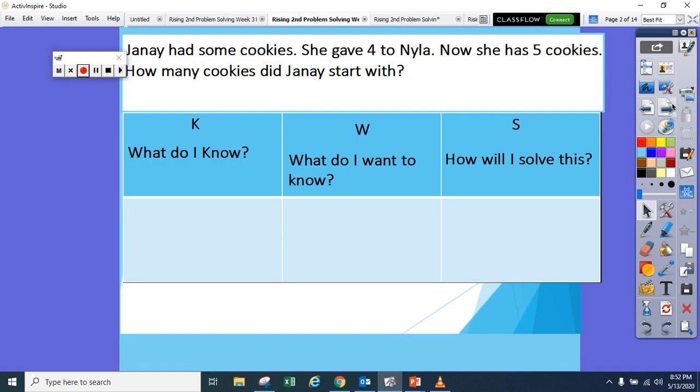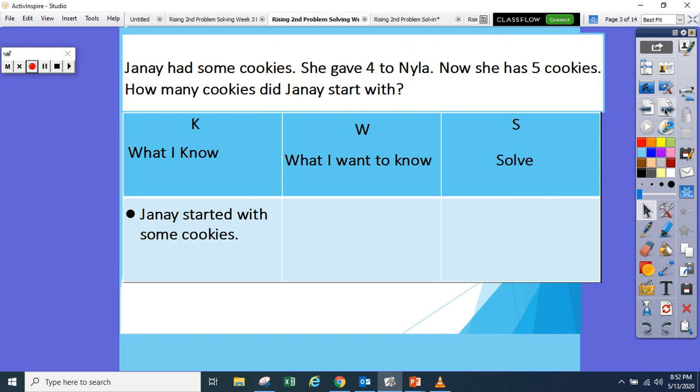Let's start with a problem. Here we go. Janae had some cookies. She gave 4 to Nyla. Now she has 5 cookies. How many cookies did Janae start with? I can use a KWS chart to help me make sense of the problem. I can use this to help me think about what do I know, what do I want to know, and how will I solve this?